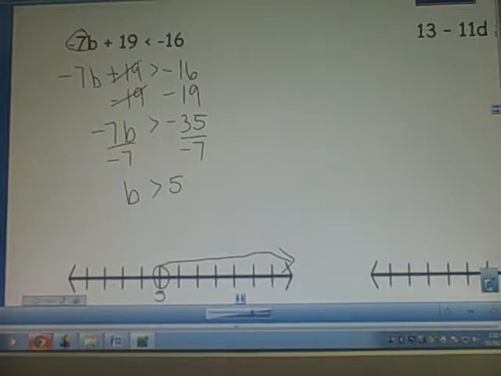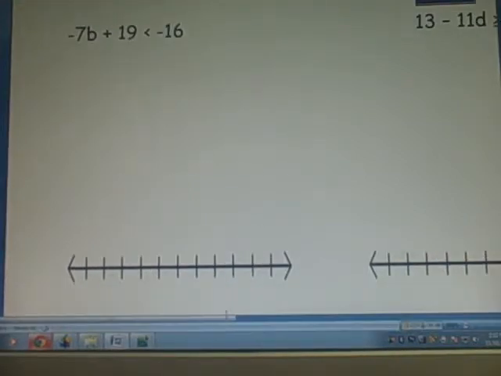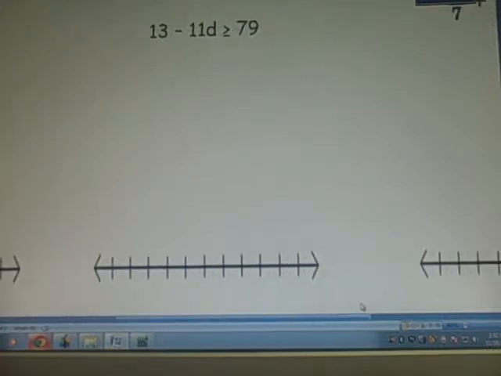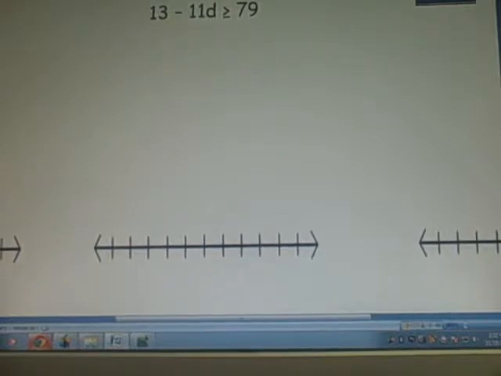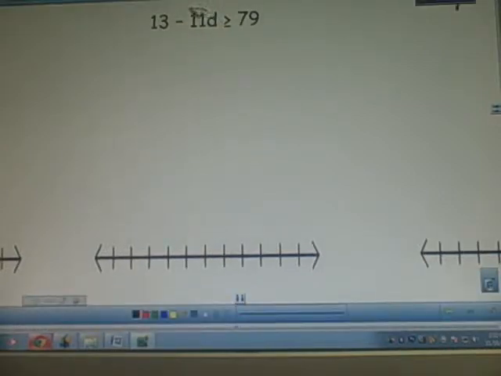Let's look at the next problem. We'll slide over here. Now I still need to look at my coefficient. And this time, my coefficient is 11. And since there is a subtraction in front of that, that's considered a negative 11. Therefore, I'm going to have to flip my symbol. So the problem is 13 minus 11d is less than or equal to 79.